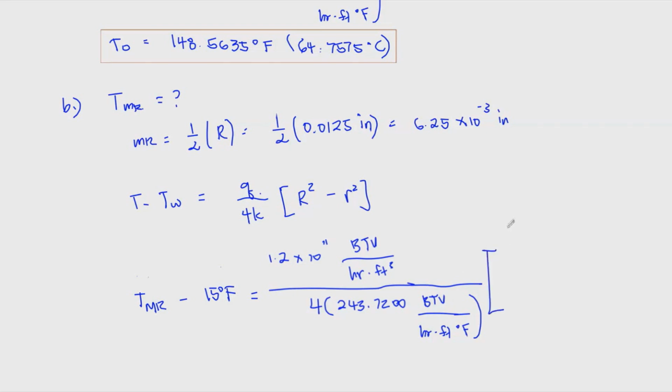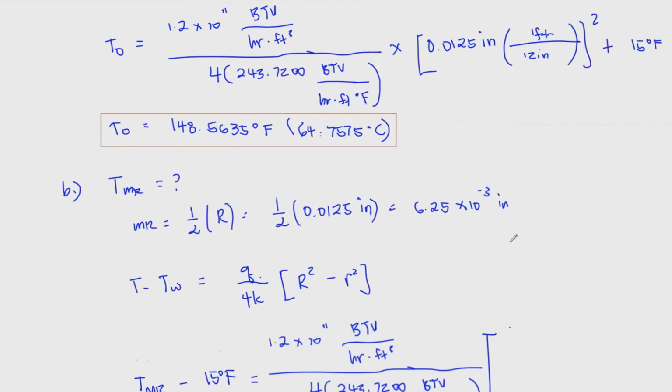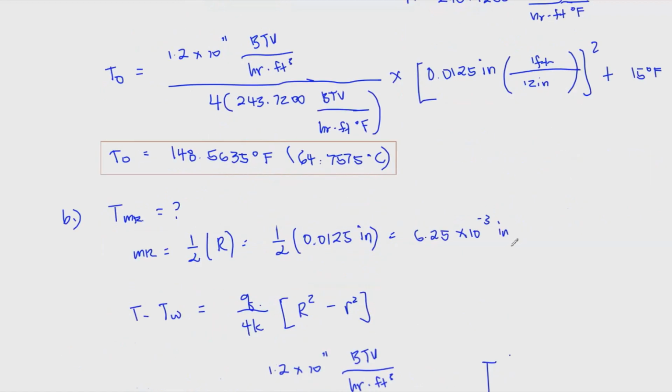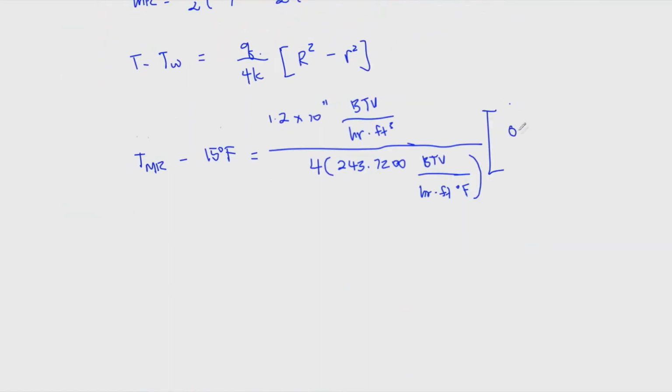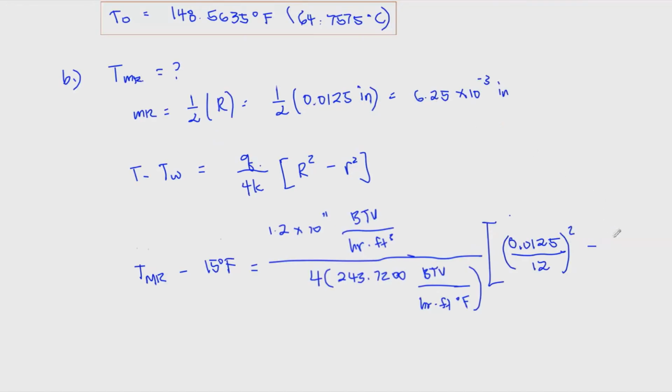So multiplied with R squared, and R squared, remember, is 0.0125, and we need to convert this to feet. So divide by 12, that is squared, and then minus 6.25 times 10 to the negative 3, divided by 12, and then that is squared. So that is our mid-radius temperature. Let's just use our calculator to solve for it.